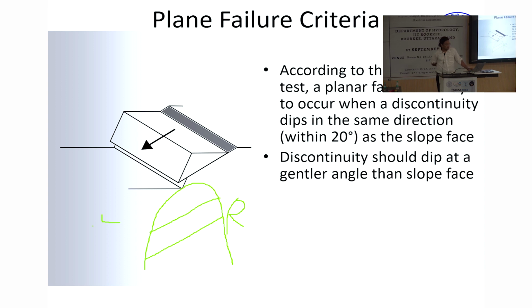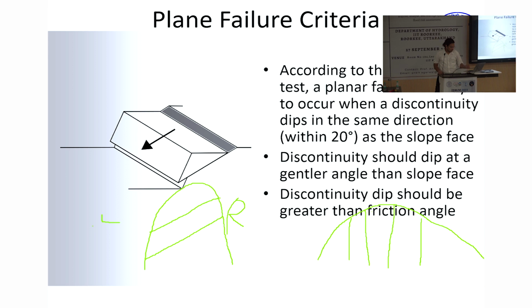Then the second is that the discontinuity should dip at a gentler angle. So you see it is dipping at a gentler angle. Let's see what happens if it is dipping at a steeper angle. So I'll make another. This is our mountain face and it is dipping like this. Our intuition tells us that there will be no landslide over here. And we already know it by intuition. These are just rules that have been made based on intuition and laboratory studies. We know that there will be no landslide over here.